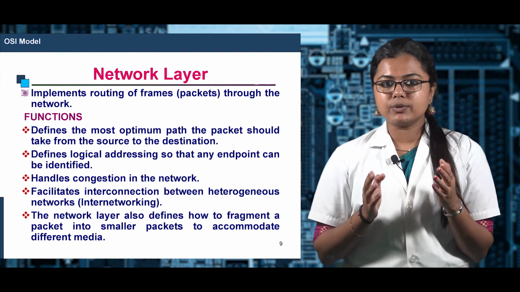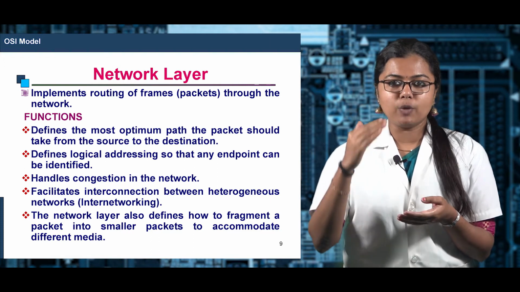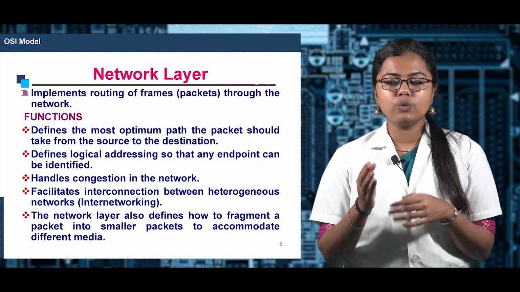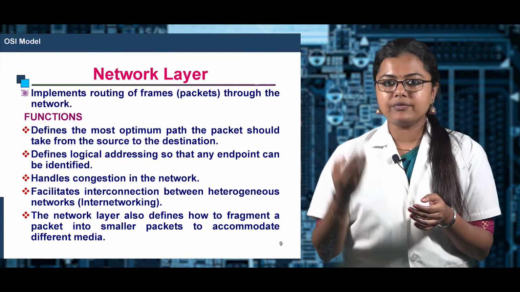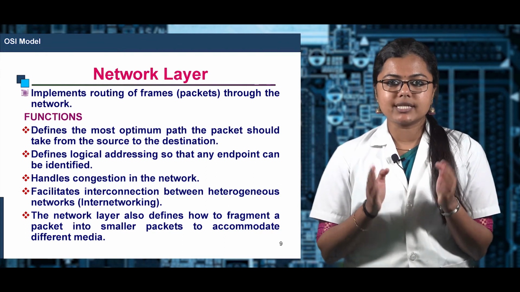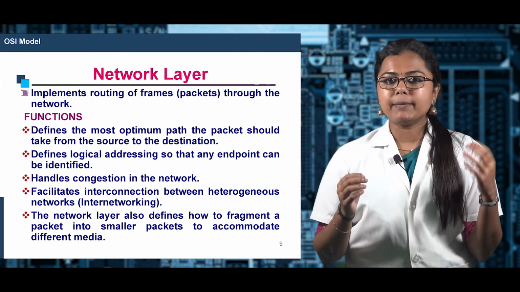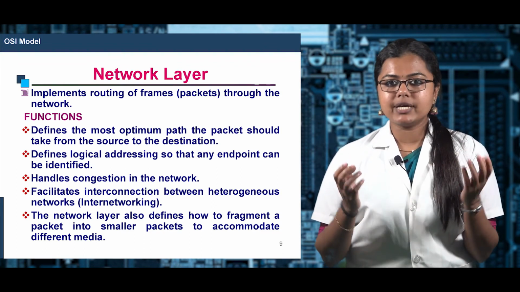The main functions of the network layer are, it finds the optimum path for the packet to go from the source to the destination, and it also defines logical addressing. It also handles congestion in the network, that is, while the packets are being sent through the network there are chances for traffic congestion.